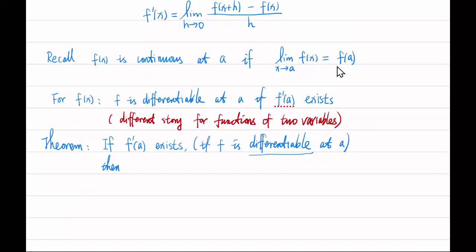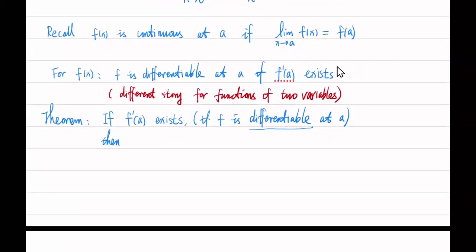Let's try one example. The absolute value function. If we check the graph, it looks something like this, right? At this point, at 0, the derivative does not exist and it's not differentiable. Okay, let's take that and we will verify this.